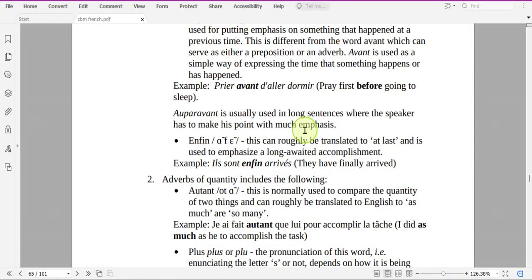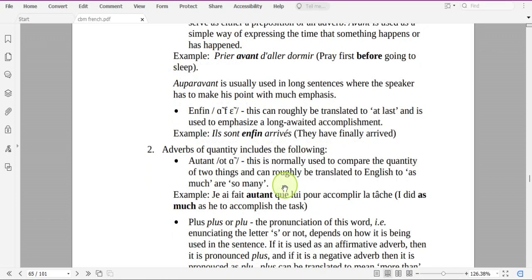So that's just what it is, okay? But I hope you jotted one or two things down. Now we have adverbs. Okay, before I go to adverbs of quantity, we have another example here. Enfin, at last, finally, okay? Ils sont enfin arrivés. They have finally arrived. Is that understood?